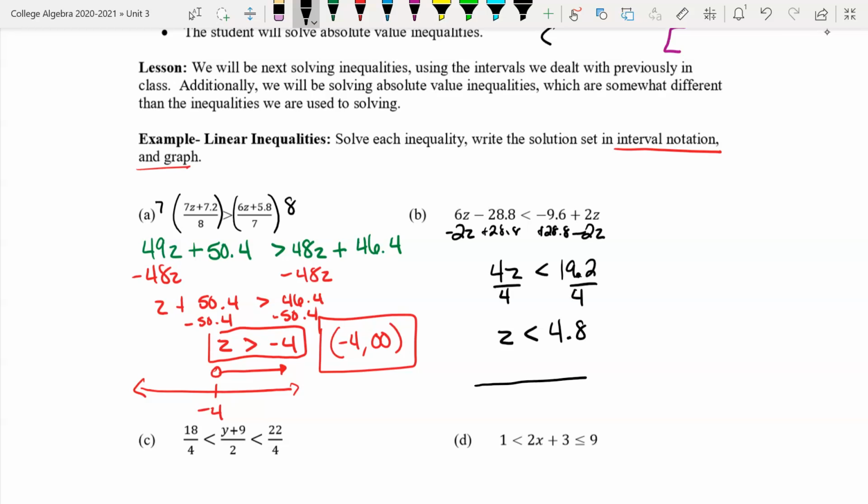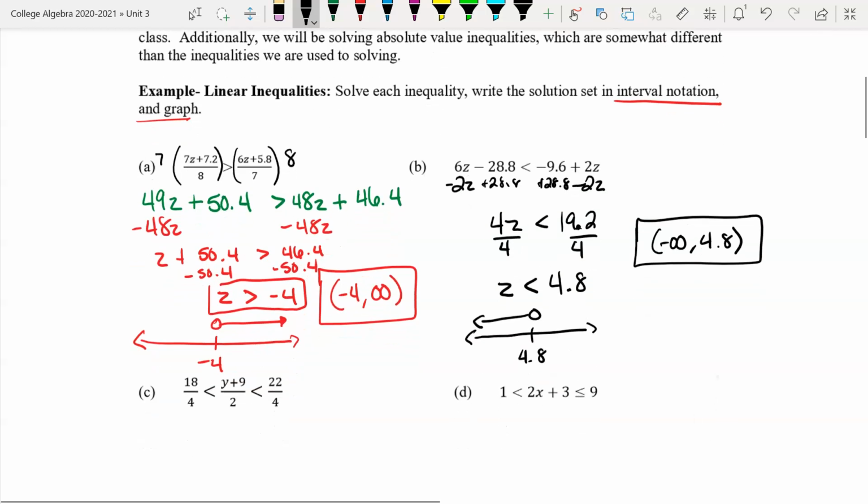Again, you're going to draw your number line and put 4.8. This one's less than, so it's going to be an open circle, and I'm going to shade to the left. Now again, you have to write interval notation. How far left does it go? That would be negative infinity. If you're going to use negative infinity, it always goes first. It's never going to go last. And how far right would be 4.8, and I'm going to use a parenthesis on that. With negative infinity and infinity, it's always a parenthesis.